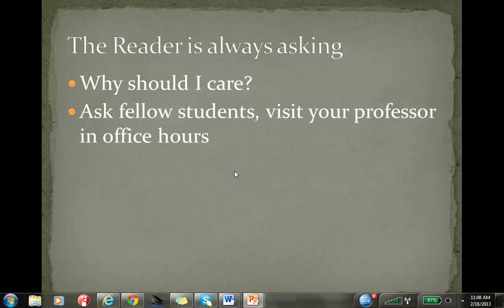the audience. When you're writing your own essay, one way to find out the reader's reaction is to ask fellow students or to visit your professor in office hours, right? Remember, I have office hours on Wednesdays. Or to send me an email and talk about it, or talk about it with your friends and family.